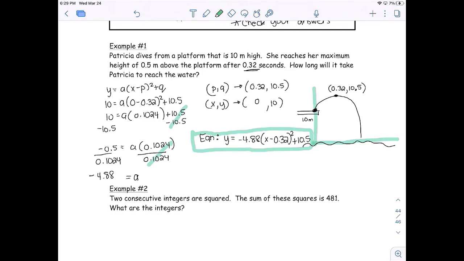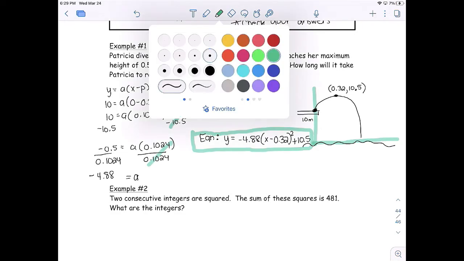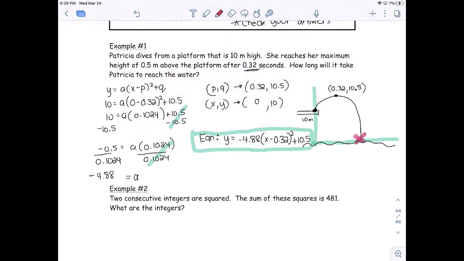So they want to know, how long will it take for Patricia to reach the water? That means we're looking for where she lands in the water, which is just another name for your x-intercept. In order to find that, we're going to have to graph this equation. We're going to have to find the accurate window and then find the x-intercept.